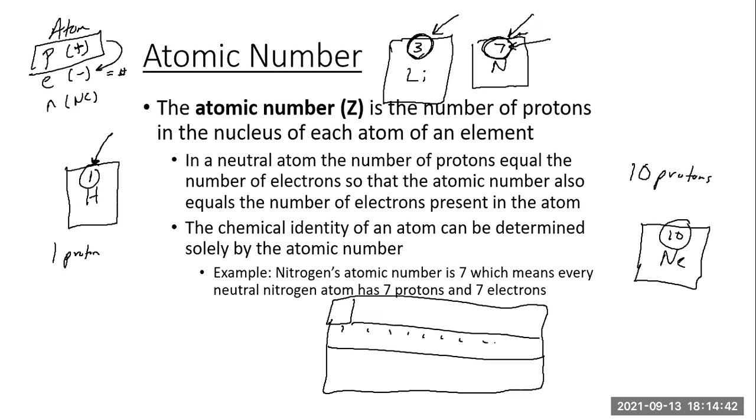So in terms of those 3 subatomic particles, protons, electrons, and neutrons, it is the protons that are really important in determining what element you're talking about. If you change the number of protons, or the atomic number, then you are no longer talking about the same element. You're talking about a different element. Any questions on that?